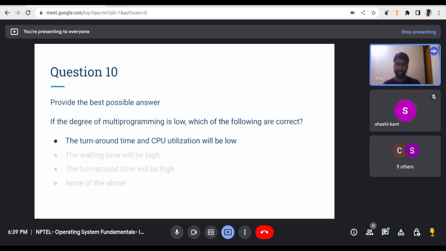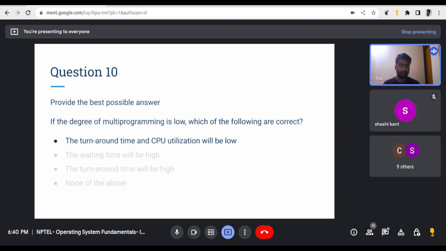Anyway, let's get to the answer. So yes, you are correct. The first option is correct. That is, the turnaround time and the CPU utilization both will be low. Why is that? Because think of an example where you have only one process in the ready queue, and compare that to a situation where you have two processes in the ready queue. If you have just one process in the ready queue, it will immediately get the CPU and execute, and if it does not have to wait for any IO, it will directly be terminated, right? So that is the fastest turnaround time that is possible for a process.